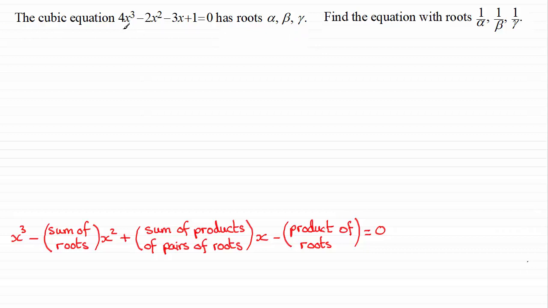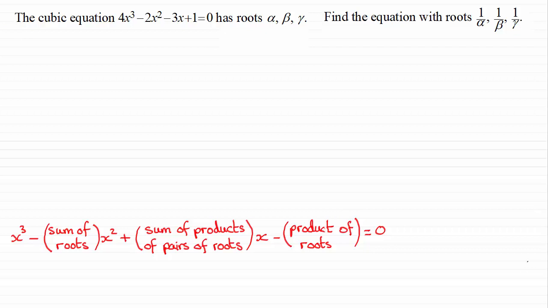The cubic equation 4x cubed minus 2x squared minus 3x plus 1 equals 0 has roots alpha, beta and gamma. And we've got to find the equation with roots 1 over alpha, 1 over beta, 1 over gamma. Now at this point you might even want to have a go at this as part of your revision. If so, I'll give you a moment to pause the video, and fast forward to the end if you want to check your answer quickly, because I'm going to take you slowly through the method and worked solution.